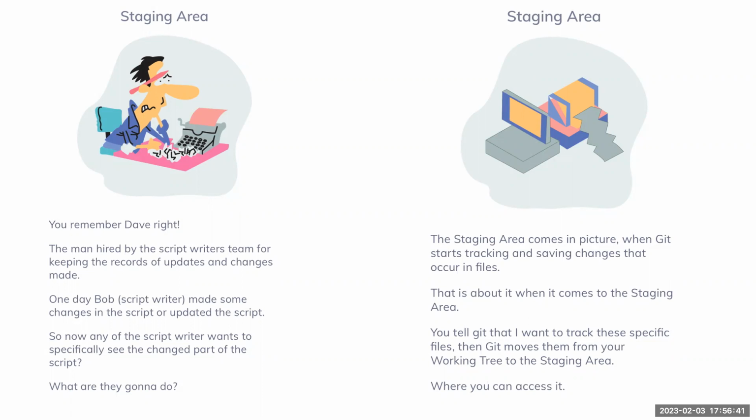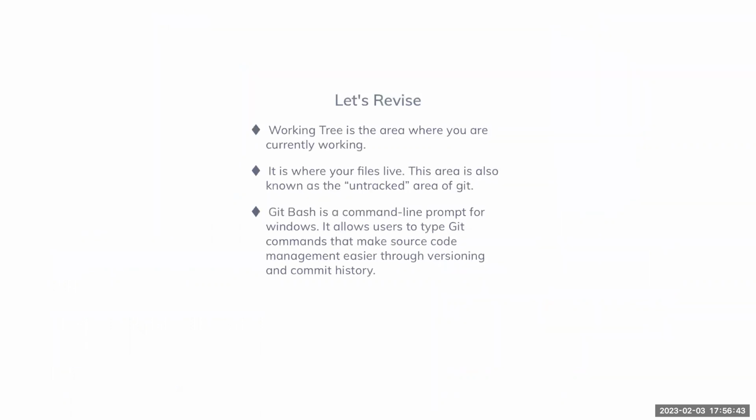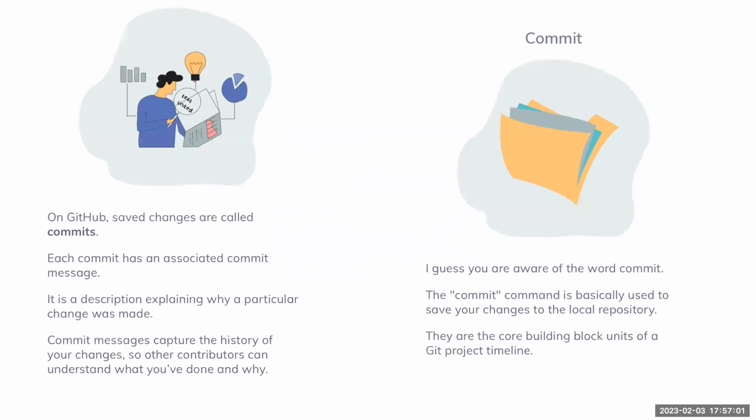So that covers the working tree and the untracked changes, the untracked area of Git, and the Git Bash command line prompt, where you run all those source code related commands. Okay, let us go quickly to the next topic, commit.